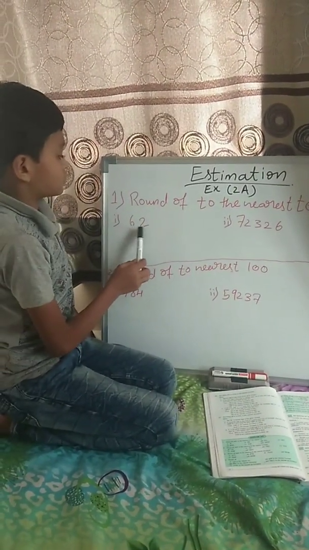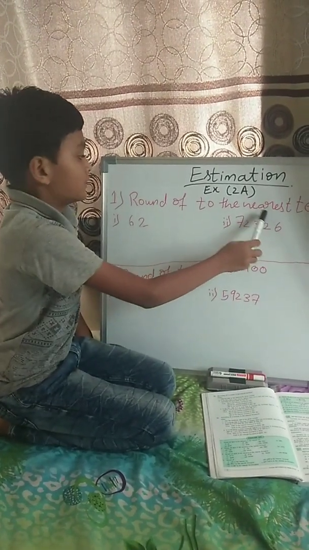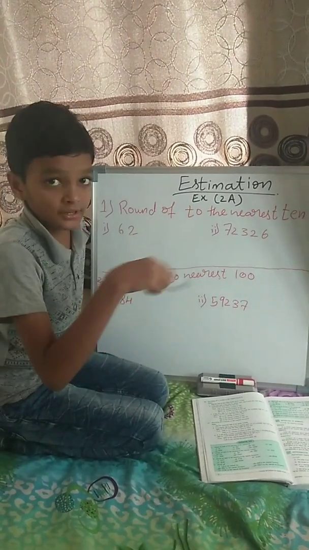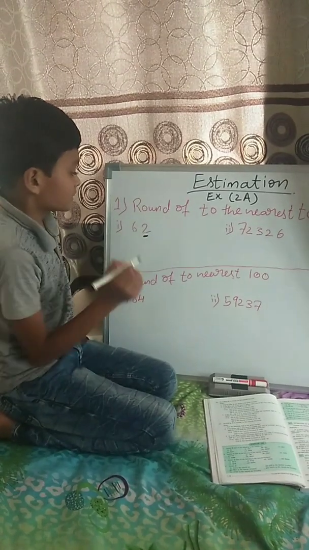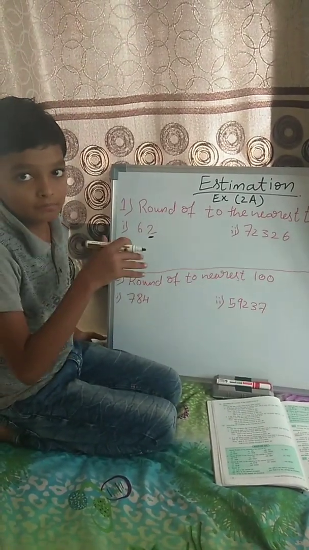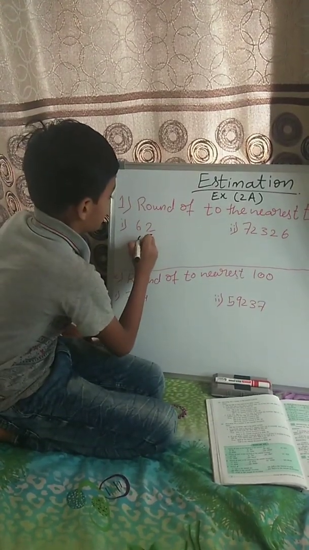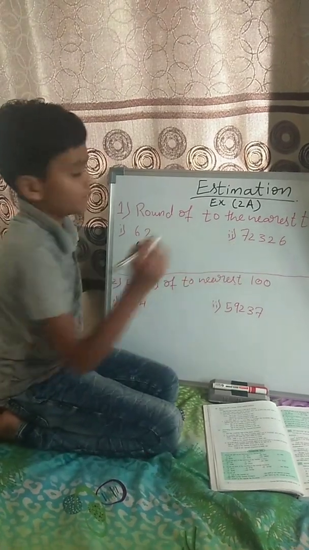Then the first question in that is 62. Here they have mentioned to estimate, we have to estimate to the nearest 10. So when we have to estimate to the nearest 10, we have to check the ones place. And in the ones place, you can see here 2. So 2 is smaller than 5. So the 2 should become 0 and then the answer will be 60. Okay. Now let's move on to the next.